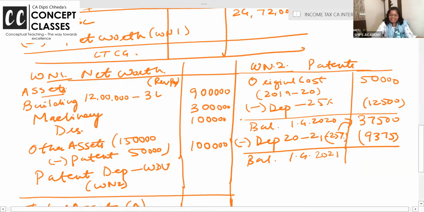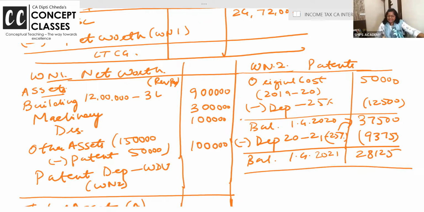You calculate and send me the answer. 28,125. Yes, yes, yes. Shashank, Sandeep, all are correct. Good. Chalo. The 28,125, did you get it?